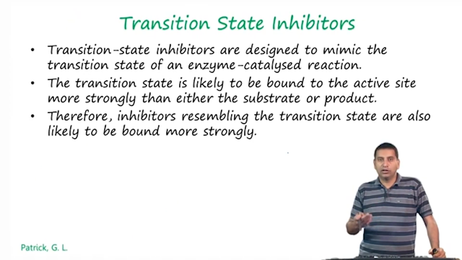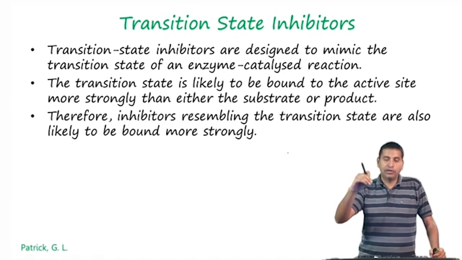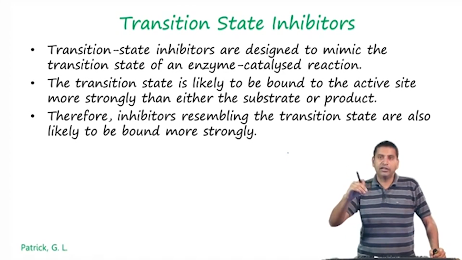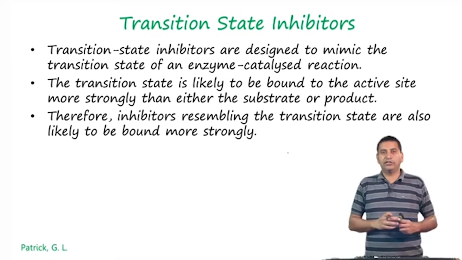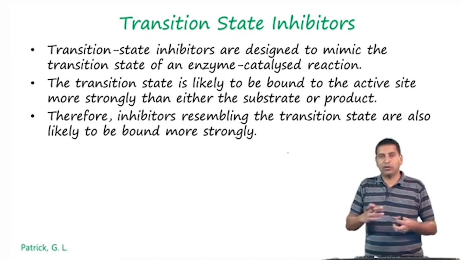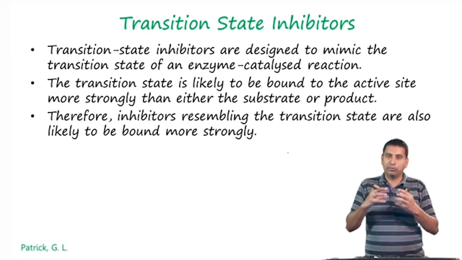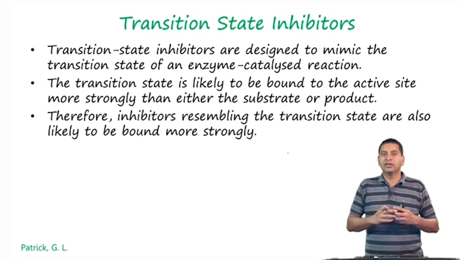So, just to recap, transition state inhibitors are designed to mimic the transition state of the enzyme catalyzed reaction. The logic is that if the inhibitor is designed to resemble the transition state, then the enzyme binds to the transition state significantly stronger compared to the substrate or the product. And so, once this happens, it competes out the natural substrate. Therefore, inhibitors resembling the transition state are quite actively sought after.